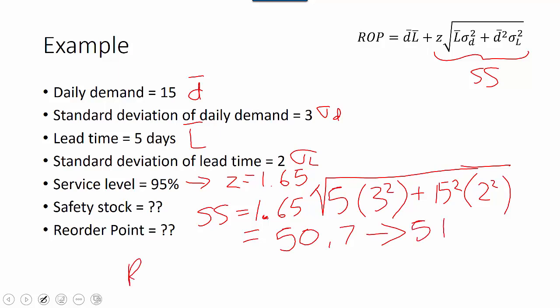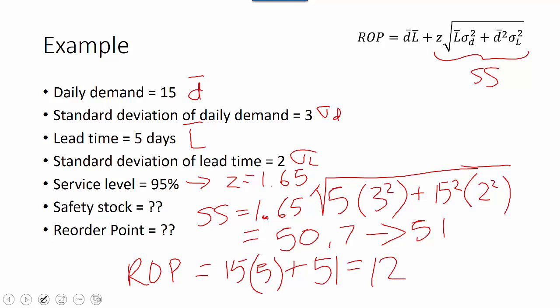So our reorder point then is going to be the average demand of 15 times our average lead time of 5 days plus our safety stock, which we just figured out was 51. So in this case, this is going to come out to be 126 units.